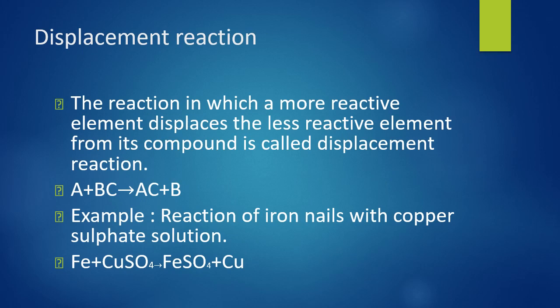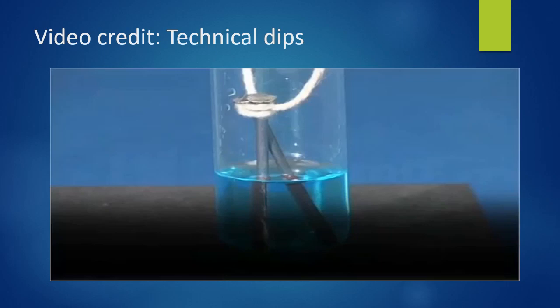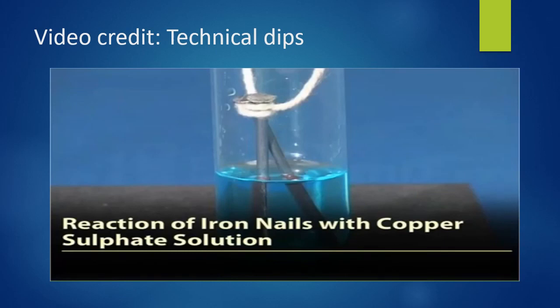Displacement reaction. Here, the reaction in which a more reactive element displaces the less reactive element from its compound is called displacement reaction. Example, reaction of iron nails with copper sulfate solution. Now we can watch a video showing the reaction of iron nails with copper sulfate solution.